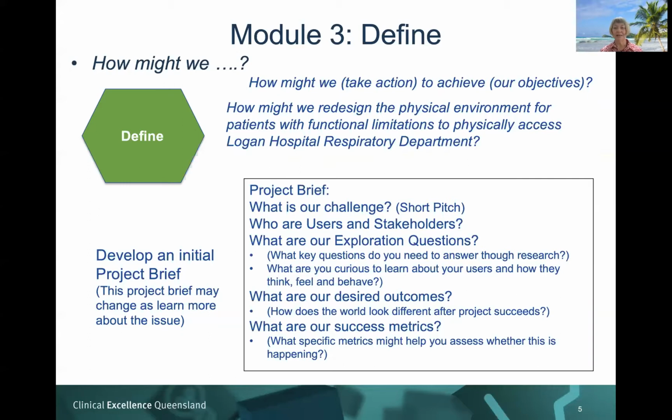A way to progress that a bit is to develop what we call a project brief. So we highlight what it is we want to do. We look at who's involved, who are the users and the stakeholders. We look at what we want to find out. What are some of the key questions? What do we want to know about our users? And what are our desired outcomes? What would we like to see? Usually it needs to be something that's fast, that's easy, that's accessible, and that people can enjoy. And what are our success metrics? How will we know if we're getting there, if we've made some progress towards these goals?